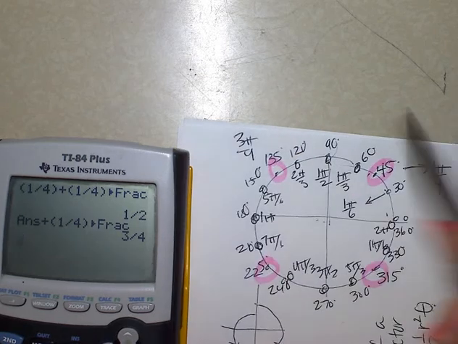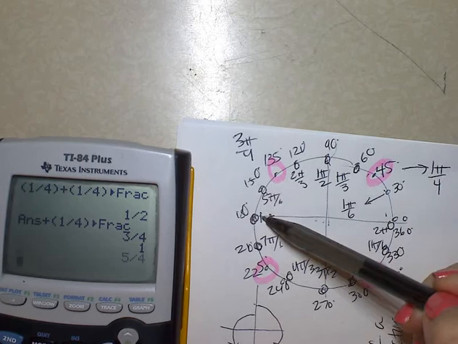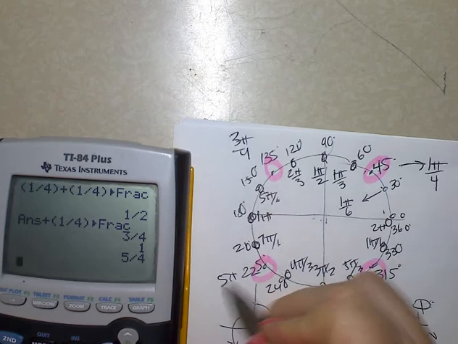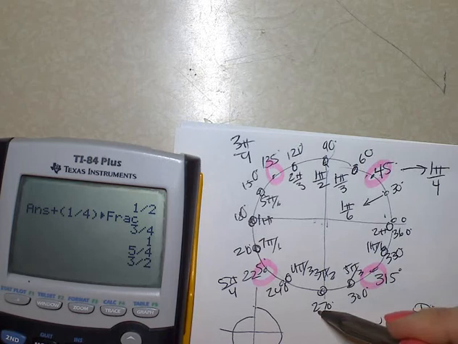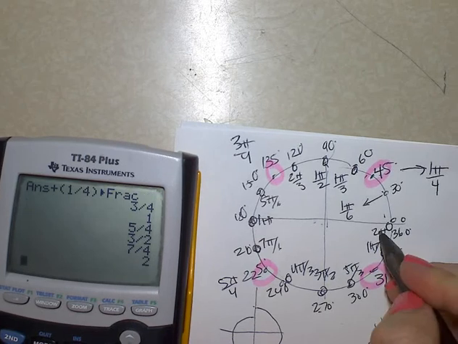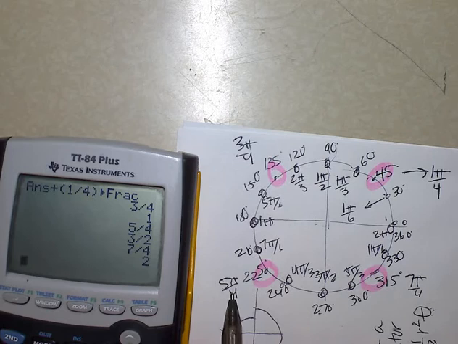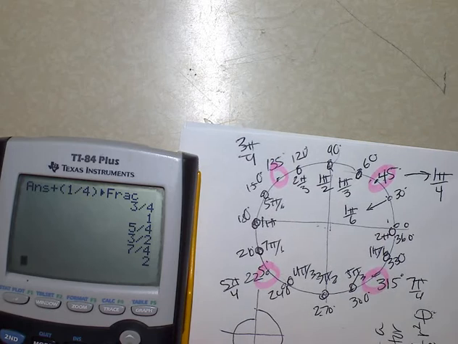Now I can just start hitting enter because I've done the pattern twice. Enter, 1 pi, enter, 5 pi over 4, enter, 3 pi over 2, enter, 7 pi over 4, enter, 2 pi. 1 pi over 4, okay, now go up to the next odd, 3 pi over 4, odd, 5 pi over 4, next odd, 7 pi over 4. Okay, so you need to have that all memorized.